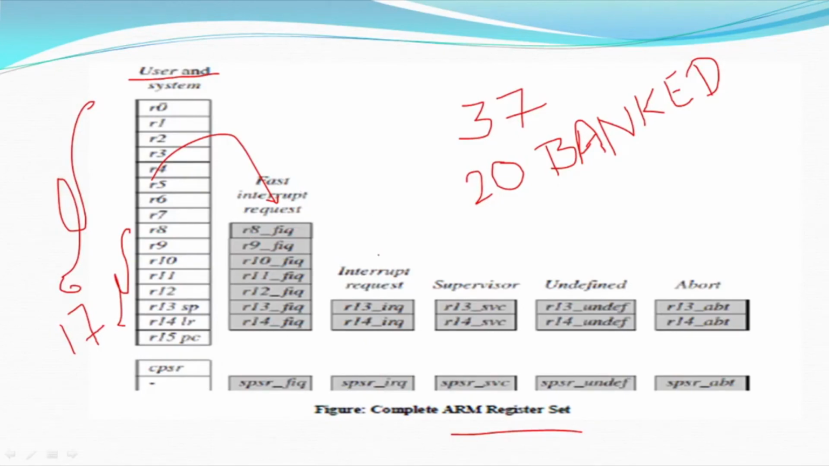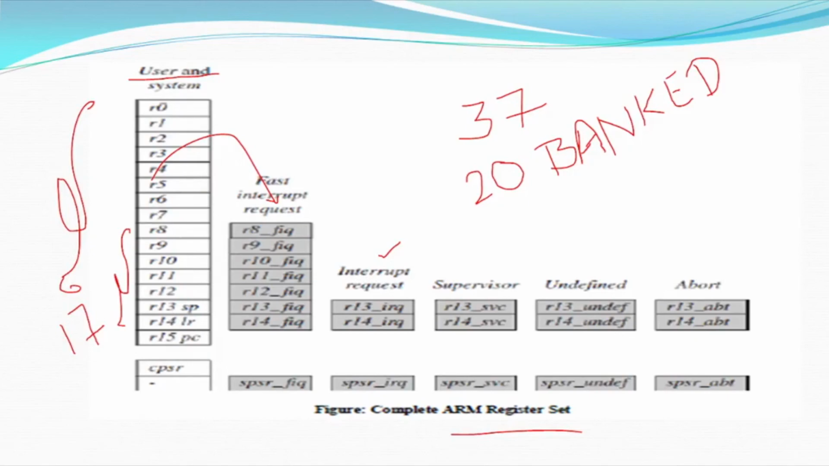Similarly, in interrupt request mode, instead of R13 and R14, R13_IRQ and R14_IRQ will be visible. In supervisor mode, R13_SVC, R14_SVC will be available, and you can see the same thing in each case. These registers will be available. The user and system modes use the same set of registers. So even if the mode changes from user to system, it's the same registers you're using, so content gets modified as required.